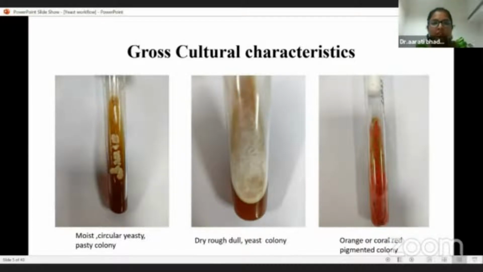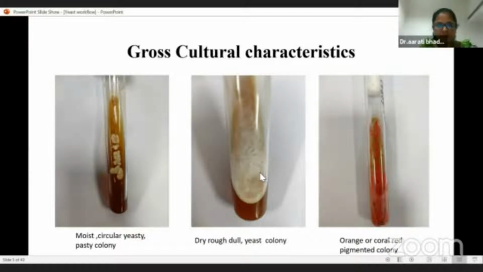Whenever any yeast isolate has grown, gross cultural characteristics should be seen first, and then we will go for the microscopy. Gross cultural characteristics we can see on the SDA here. You can see moist, circular, yeasty, pasty colonies. So this is one morphotype.